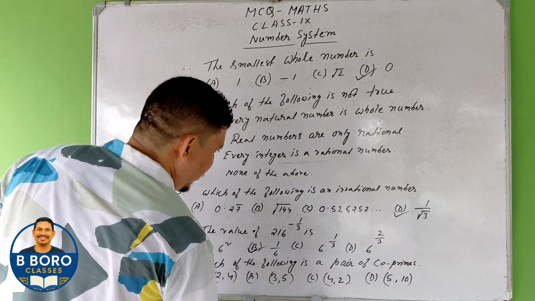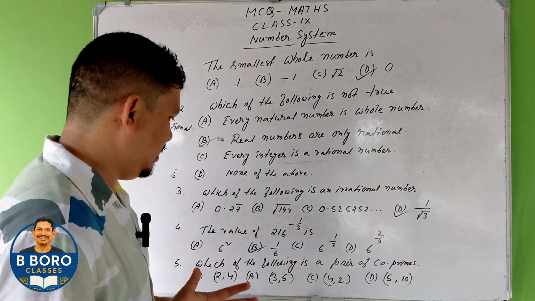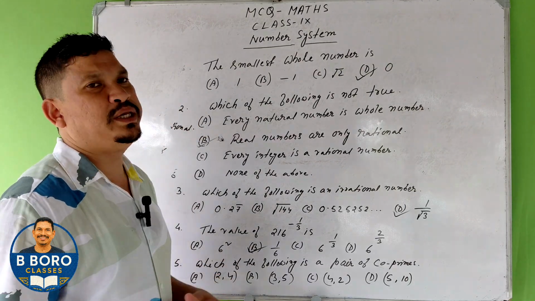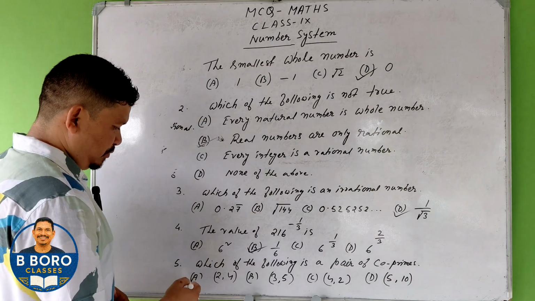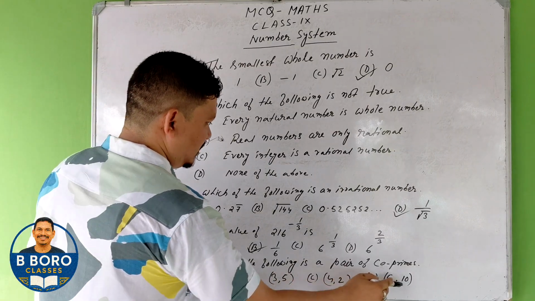So which of the following is a pair of co-primes? Co-prime means those numbers whose common factor is what? 1. Common factor 1, also we can say that HCF is what? 1. So for example, here 4 options are given. Option A 2, 4, option B 3, 5, option C 4, 2, option D 5, 10.